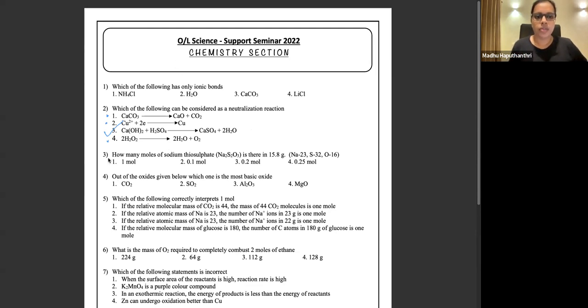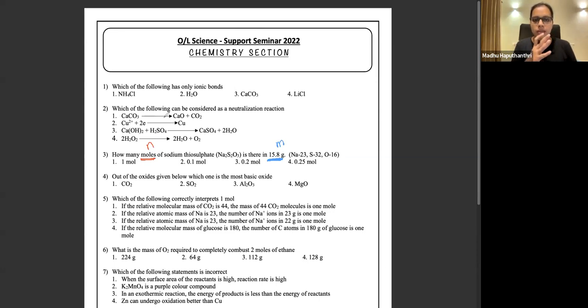Right. So then question number 3. How many moles of sodium thiosulfate are there in 15.8 grams? So here I have given you a certain mass, right? This is symbolized using small m. I have given you mass. And I'm asking for what? Number of moles. This is denoted using small n.